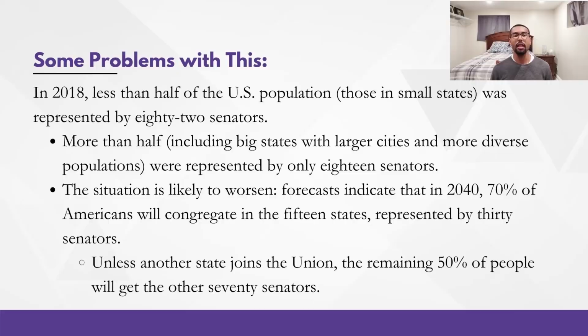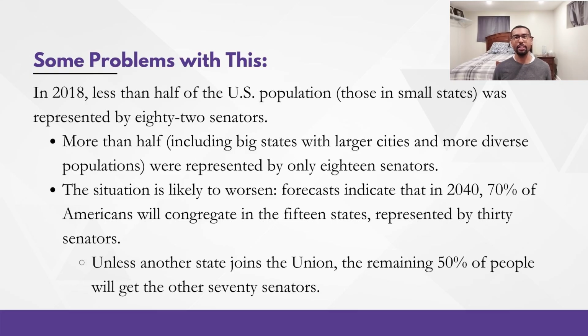To the framers, they thought this design would keep things fair and not have a state's representation overpower another state's representation. But is it fair right now? Well, let's talk about it. In 2018, less than half of the U.S. population, those in small states, was represented by 82 senators. More than half, including big states with larger cities and more diverse populations, were represented by only 18 senators.